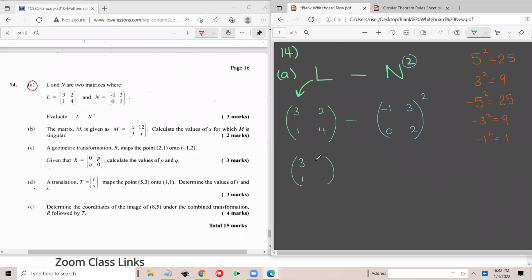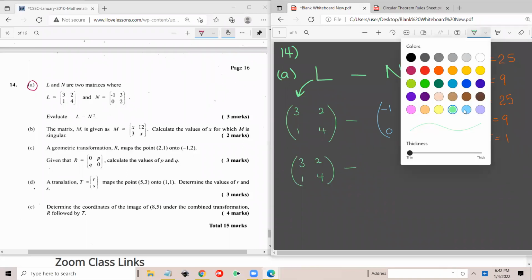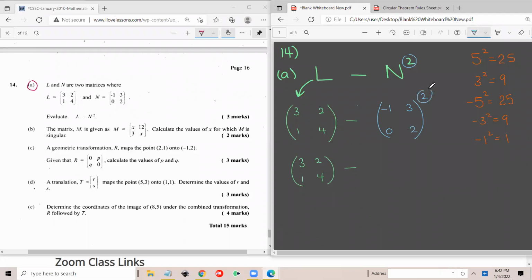You have the 3, 1, the 2, and the 4, that is L, minus, and you have a squared here. Now, this squared refers to the brackets here. So that means most likely you have to square everyone inside the brackets. So minus 1 squared is 1. Remember, we said this. We're going to square everyone inside here. 3 squared is 9. 0 squared is still 0. And 2 squared is 4.